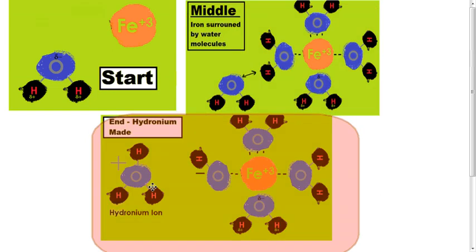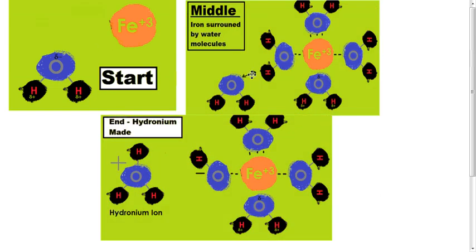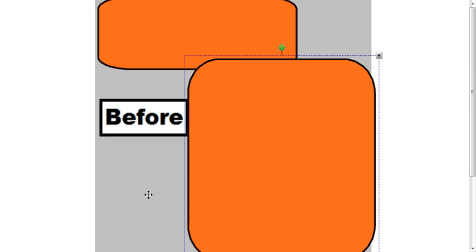And this is just, you can see here, it starts, they come and they get attracted, and then they surround it, and then another comes along and grabs a hydrogen, and you make your hydronium.